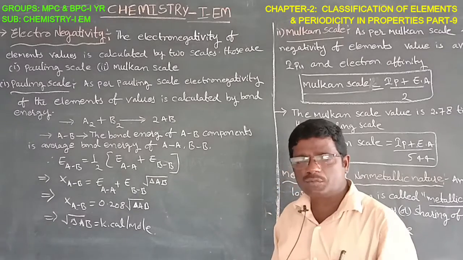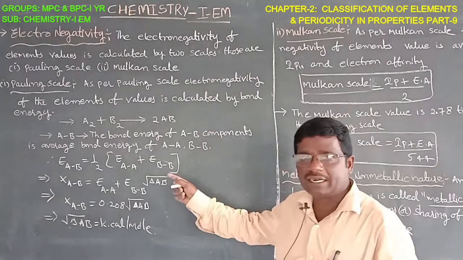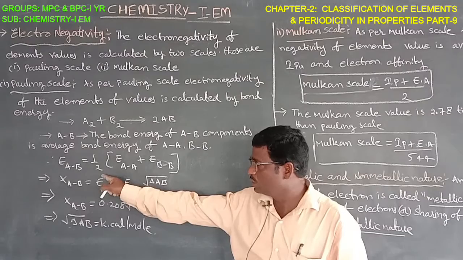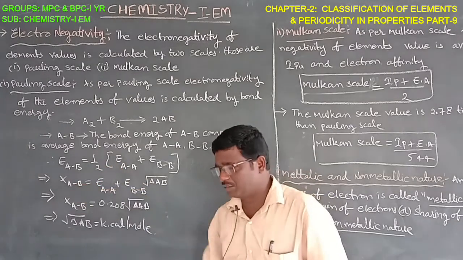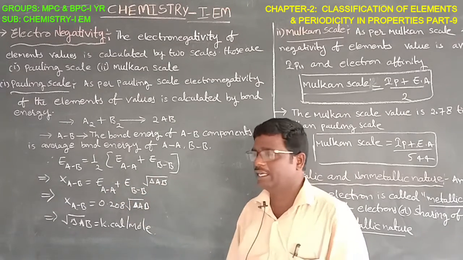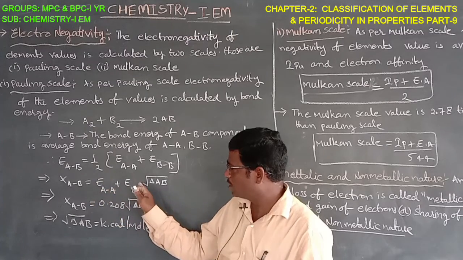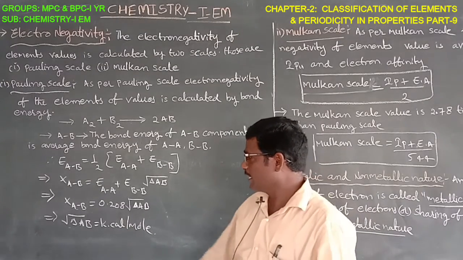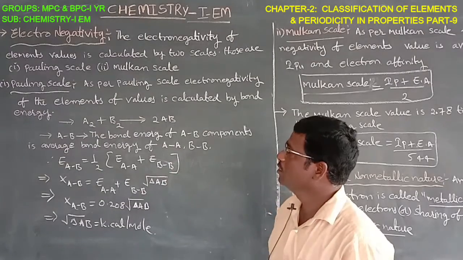The bond energy of the A-B bond is the average bond energy of A-A and B-B, that is, E(A-B) equals half of E(A-A) plus E(B-B). We also write X(A) minus X(B) equals 0.208 times the square root of delta AB, where delta AB is in kilocalories per mole. That is the Pauling scale.